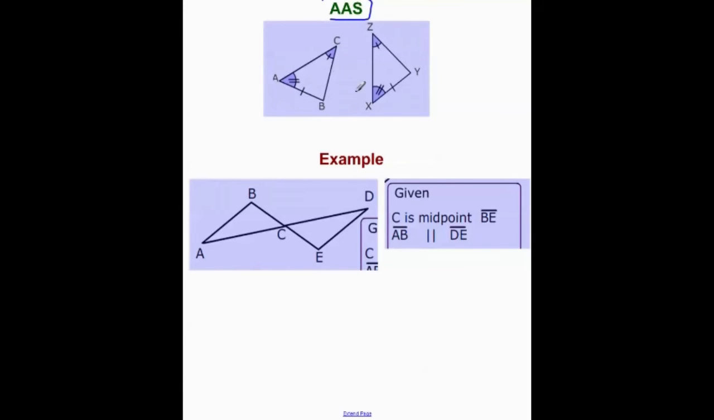So here we have an example. We are given C as the midpoint right here of BE. Guess what? Those two are congruent. AB is parallel to DE. So I'm going to write my little parallel line things here.